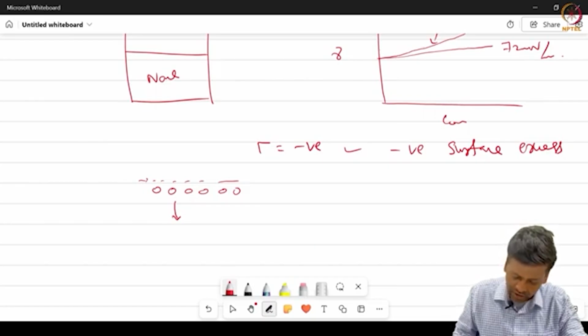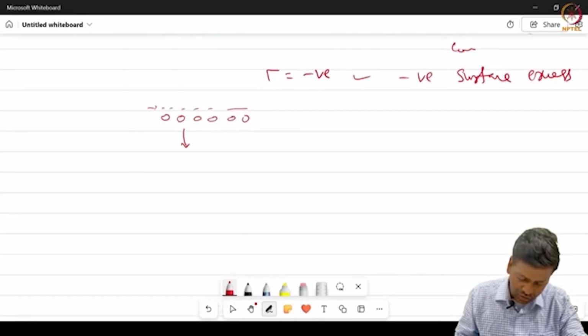So, that is why this solute molecule will lead to the negative surface excess, right. Now we have seen the positive and negative surface excess. Now, what is the consequence of this?